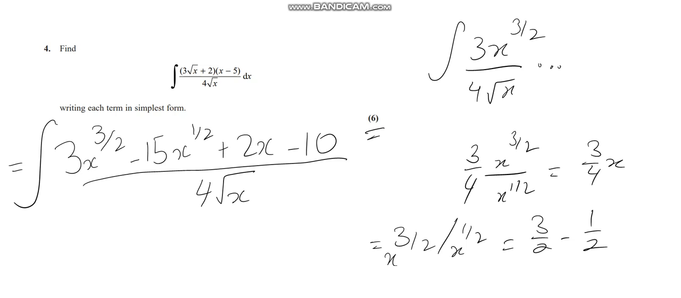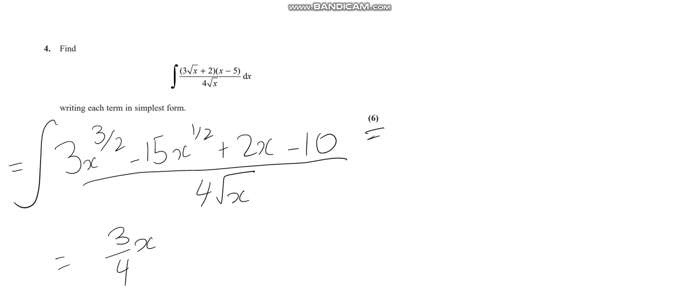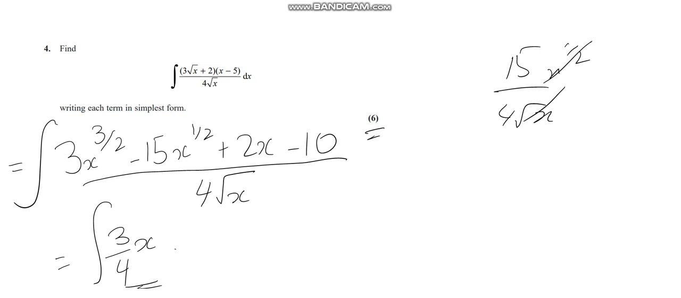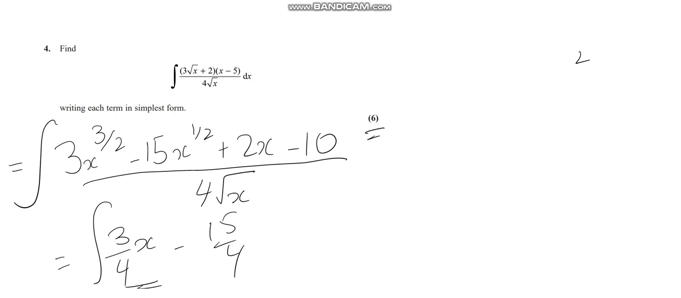Moving on to the next one. Remember, guys, I've just simplified this form. This 3 upon 4 x is simplified, I haven't integrated it yet, so I'll just put an integral sign here. Then moving on to the minus 15 one: minus 15 upon 4 root x, and we have an x half. Root of x is x to the half, so this and this cancel and we get simply minus 15 upon 4. Moving on to the next one, which is 2 upon 4 root x. Let me just remove this one. There you go, it's a positive 2 upon 4 root x.